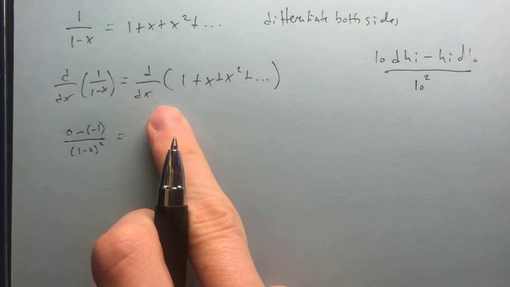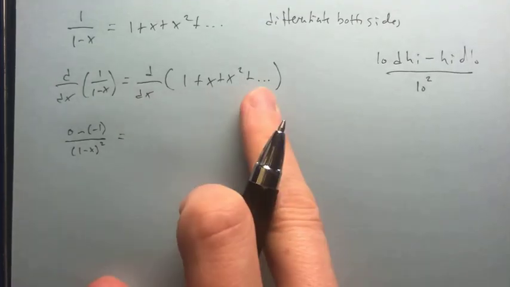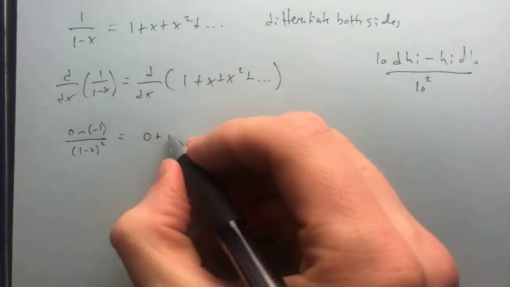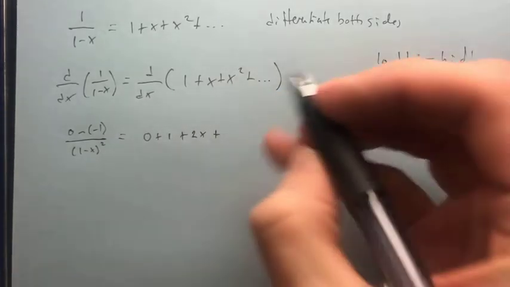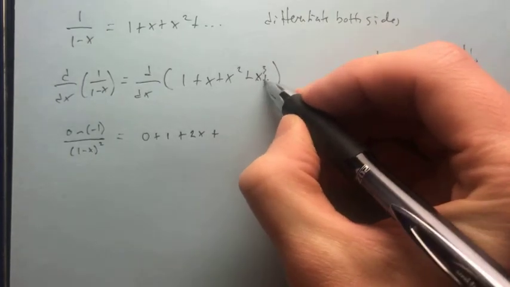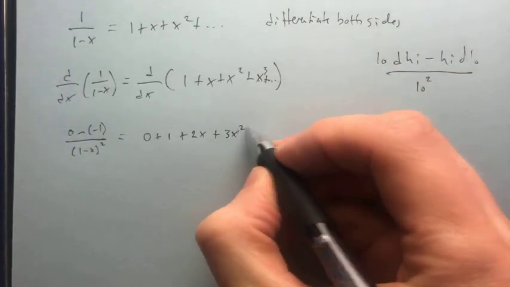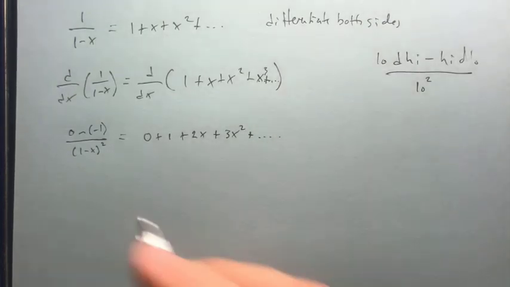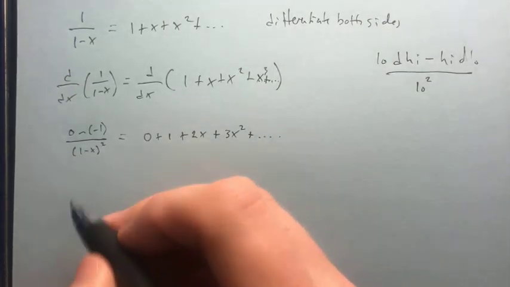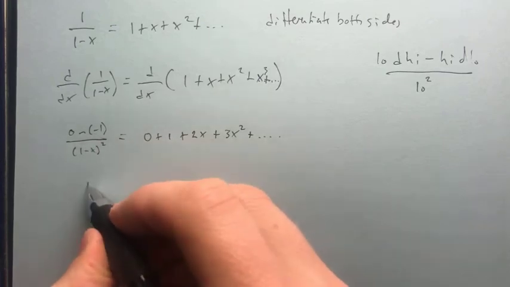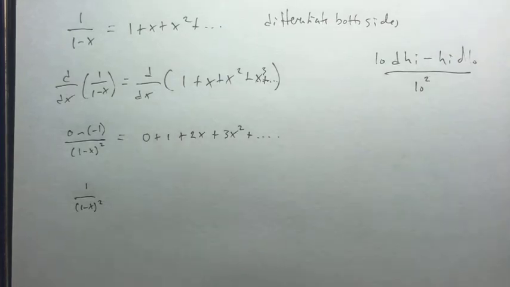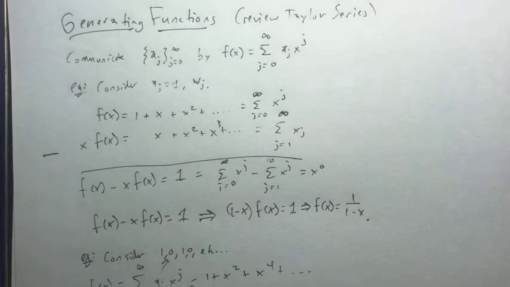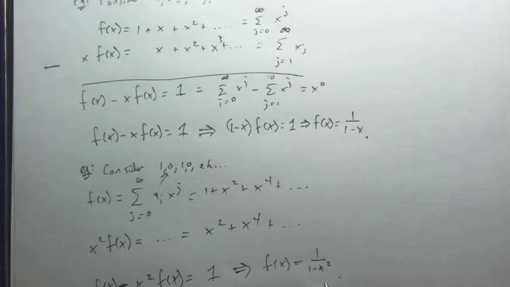And now let's take the derivative of each of these term by term. And what do I get? Well, I get 0 plus 1 plus 2x plus, and if we had x cubed here, then this would be 3x squared plus dot dot dot. And now let's simplify these. Well, this becomes a minus and negative 1 becomes just 1 over 1 minus x quantity squared. Notice that's a different expression from the expression we had in our second example, which is 1 over 1 minus x squared.